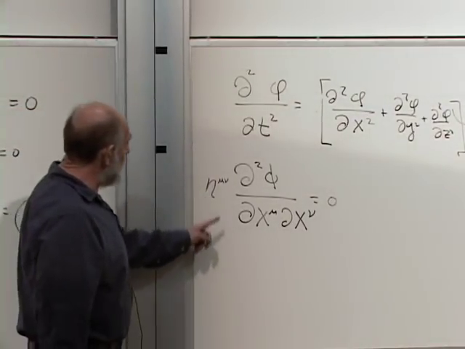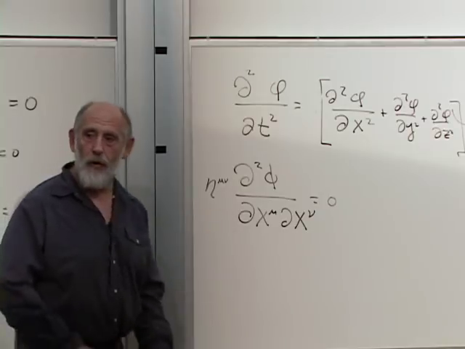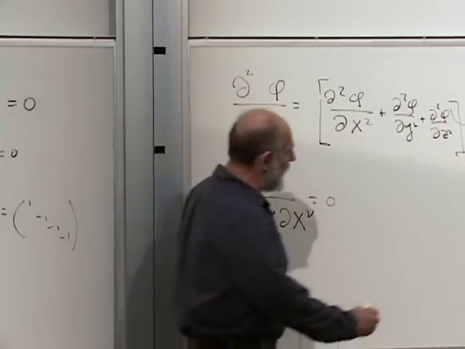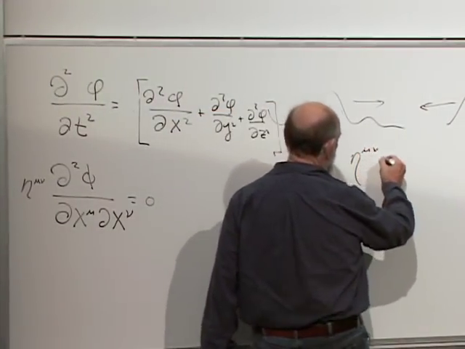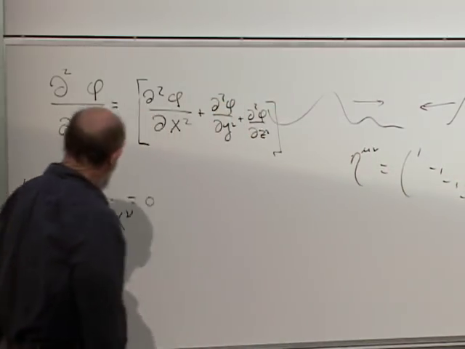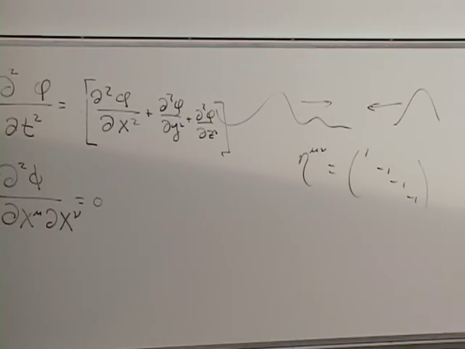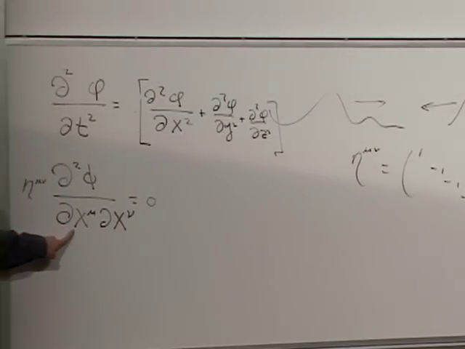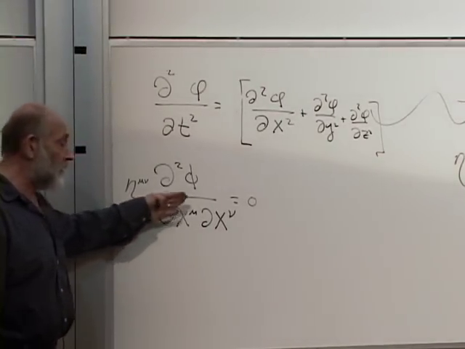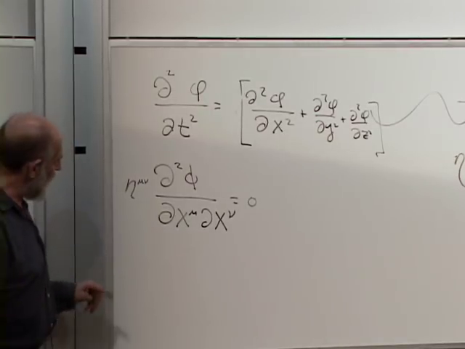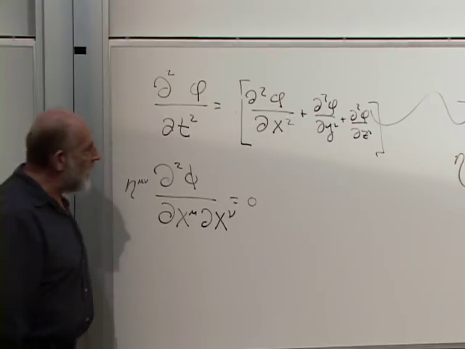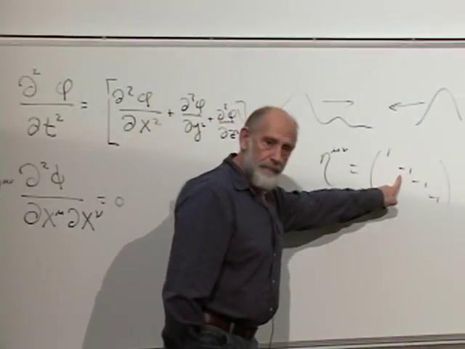Now, what about eta 1, 1? First of all, the off-diagonal terms are 0. Just to remind you what eta is, eta is the matrix 1, minus 1, minus 1, minus 1. It has no off-diagonal elements. So there are no terms here which, for example, contain a derivative with respect to x times a derivative with respect to y, or derivative sub t, time. No mixed ones. All right, now what is eta 1, 1? Eta 1, 1 is minus 1.